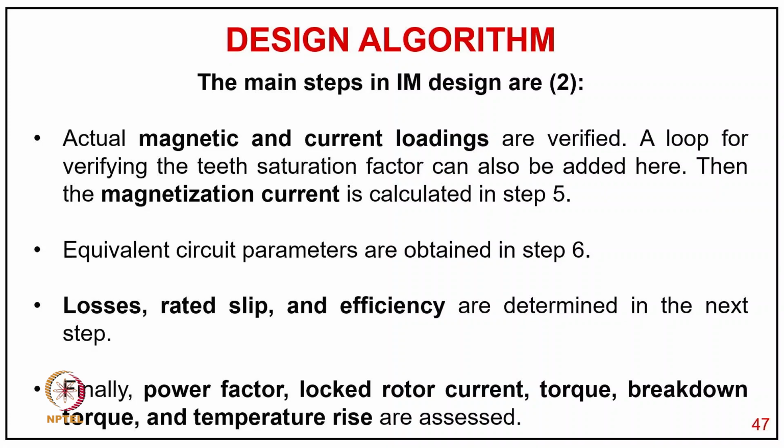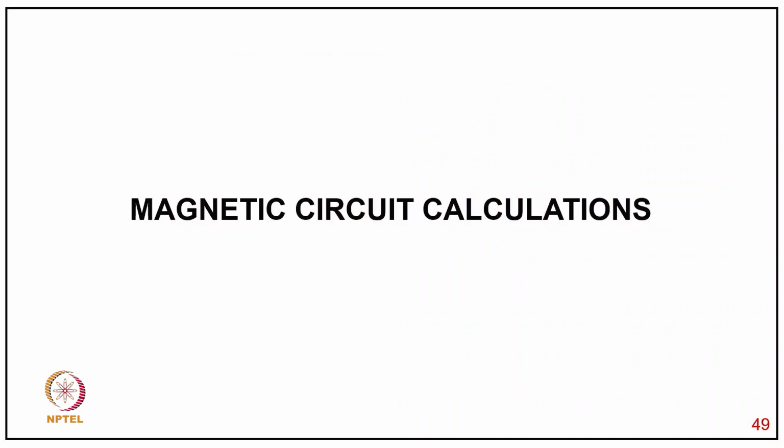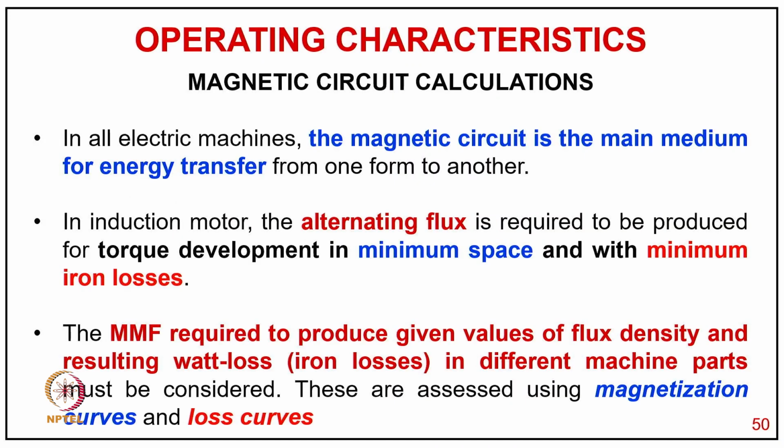A loop for verifying the teeth saturation factor can also be added here, and then the magnetizing current is calculated in step 4. The equivalent circuit parameters are obtained in step 6, and losses, rated slip, and efficiency are determined in the next step. So finally, power factor, locked rotor current, torque and breakdown torque, and temperature rise are also assessed. So coming to this operating characteristic, first magnetic circuit calculation.